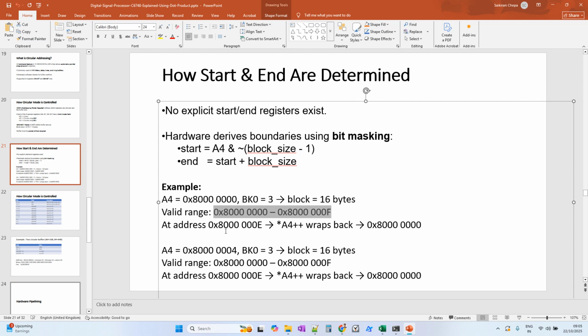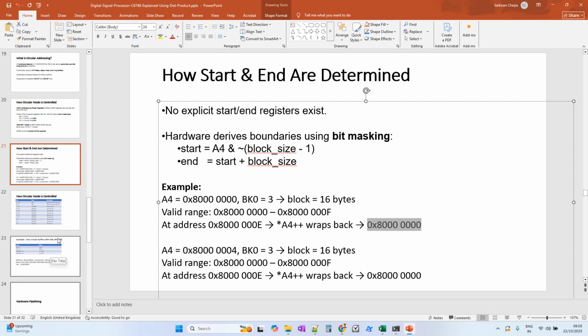What happens is, when the address comes to this location, the next time you do plus plus, it becomes more than F, right? That's when it wraps around to bring it back to 00. Whatever it increments, when it crosses the end, it brings it back to 00, and it keeps on going like this. The circular buffer concept is that one only: whenever it reaches the end, it wraps around to the beginning.